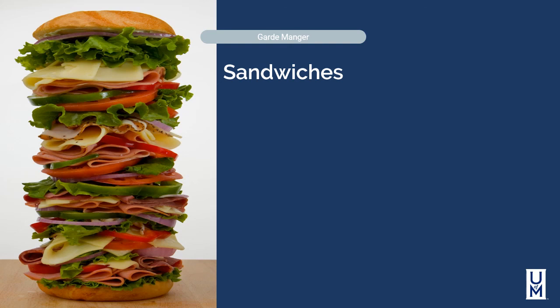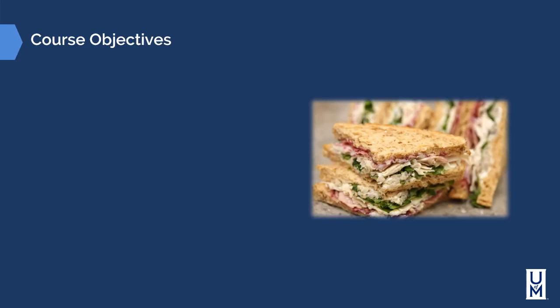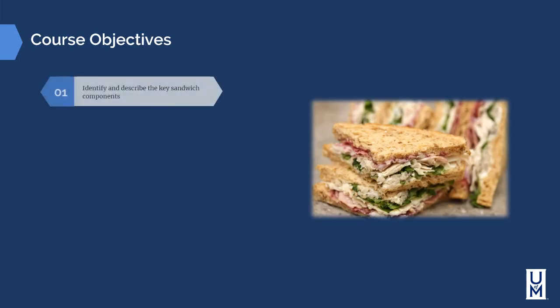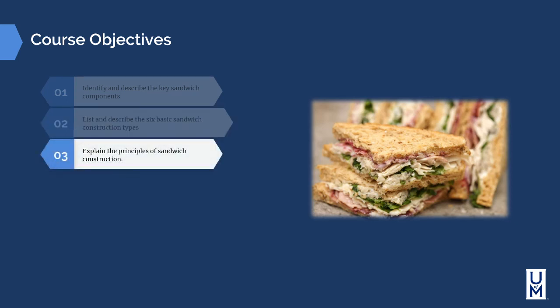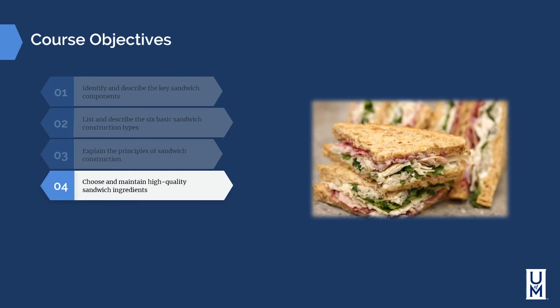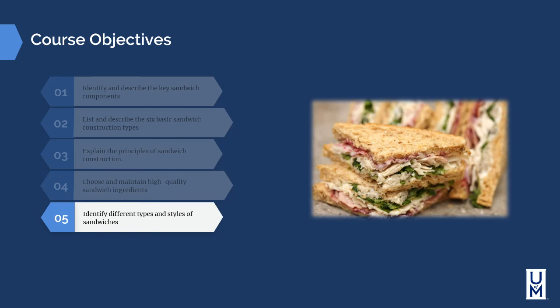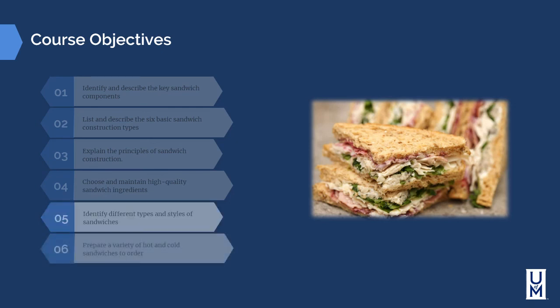In this module, we're going to be discussing everyone's favorite food, sandwiches. The objectives for this module consist of identify and describe the key sandwich components, list and describe the 6 basic sandwich construction types, explain the principles of sandwich construction, choose and maintain high-quality sandwich ingredients, identify different types and styles of sandwiches, and prepare a variety of hot and cold sandwiches to order.